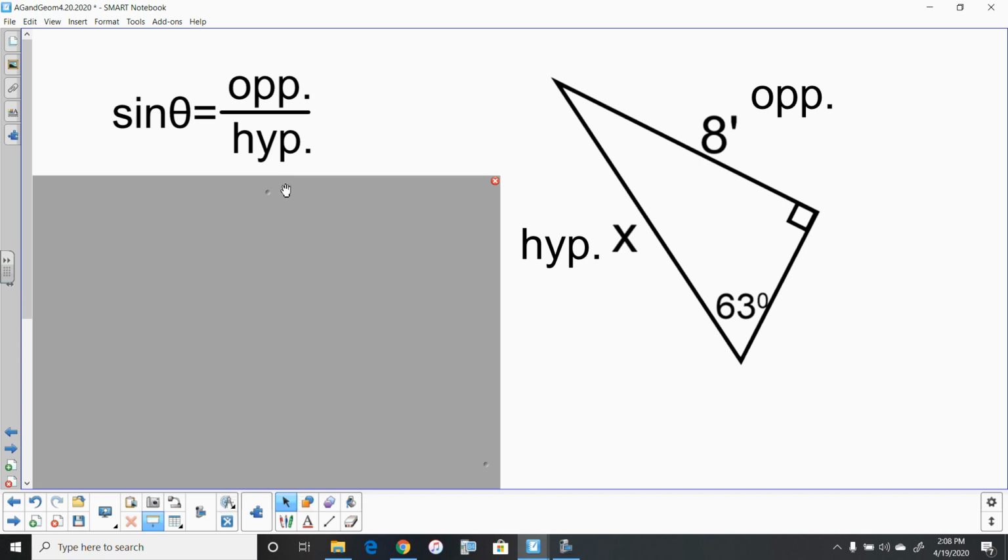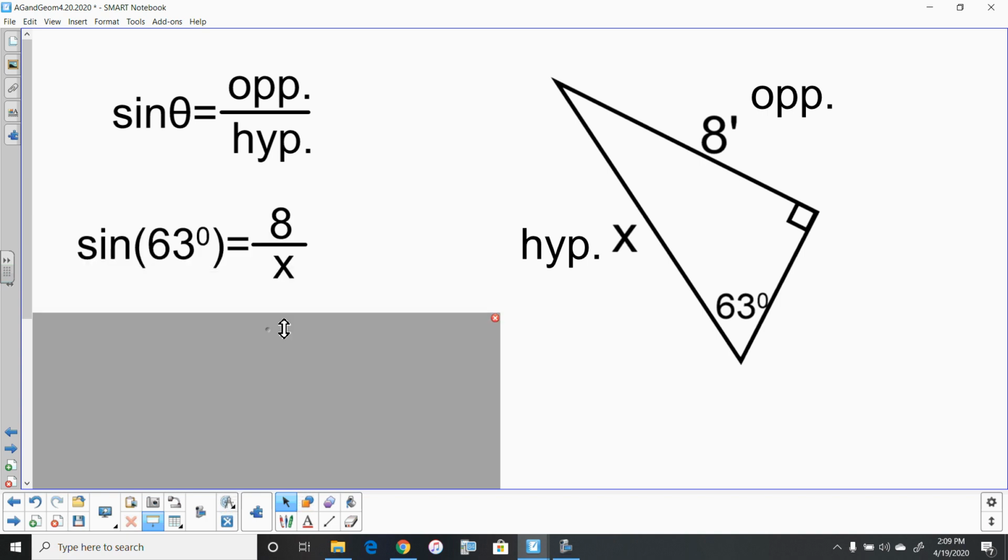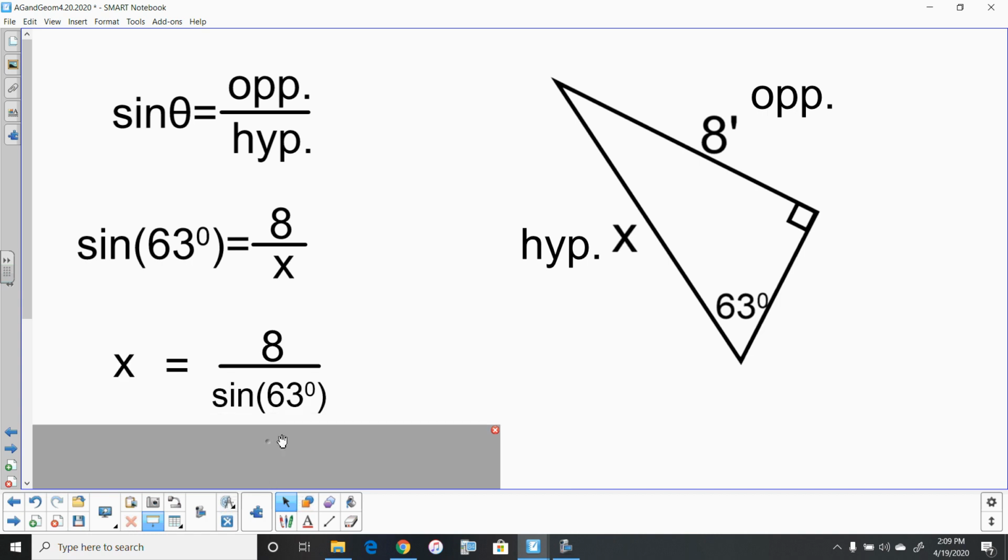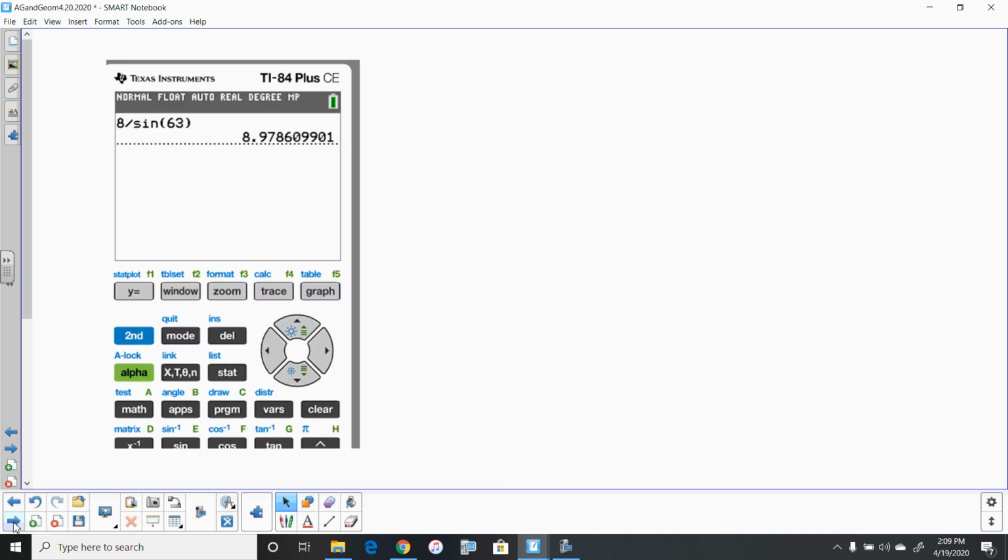So we start with sine theta equals opposite over hypotenuse, and then plug in everything that you got. In this case, theta is 63 degrees, the opposite side is 8 feet, and the hypotenuse is x. And this is one of those slightly trickier ones, where x is on the bottom. So I showed you, not last week, but in the last lesson, that when x is on the bottom, you can simply swap x with sine 63, and 8 stays right where it is. And we can type directly into the calculator, 8 over sine 63, and we get 8.98.